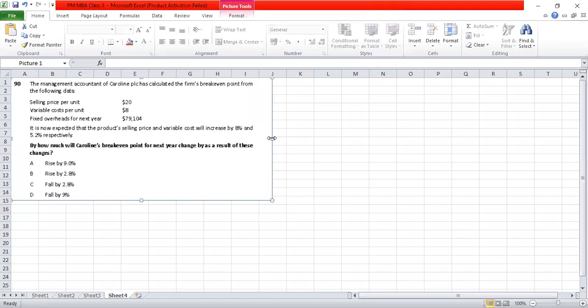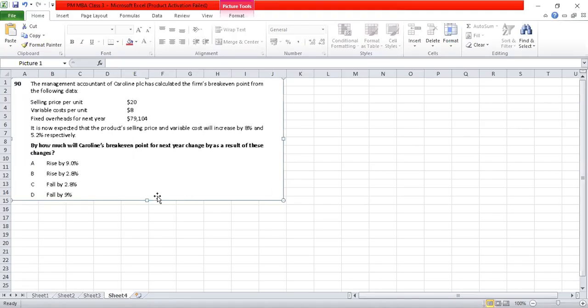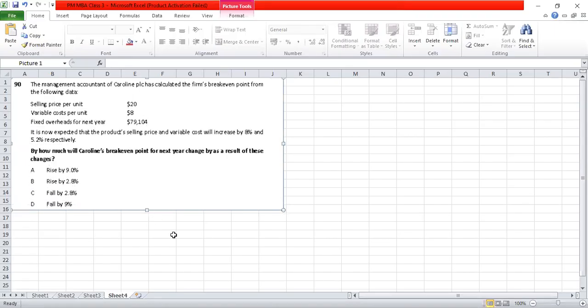The management accountant of Carolyn PLC has calculated the firm's break-even point from the following data: selling price per unit, variable cost per unit, and fixed overhead for next year. It is now expected that the product selling price and variable cost will increase by 8% and 5.2% respectively. By how much will Carolyn's break-even point for next year change as a result of these changes? How to calculate?